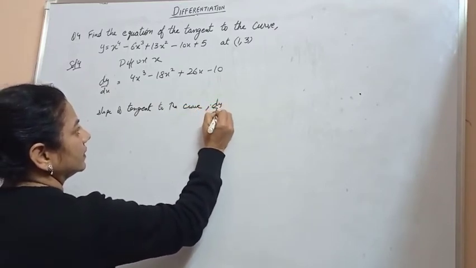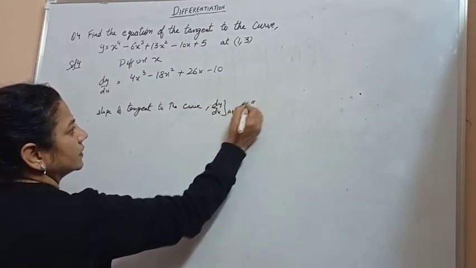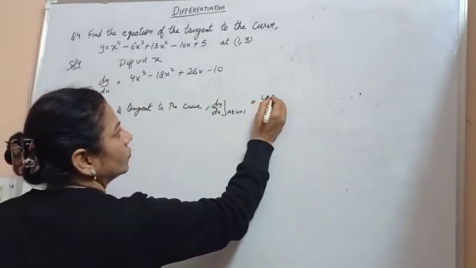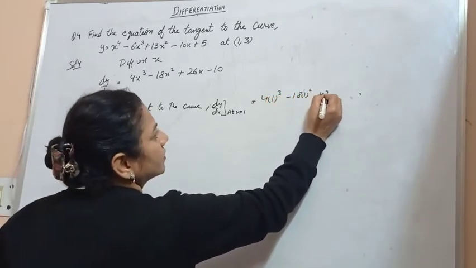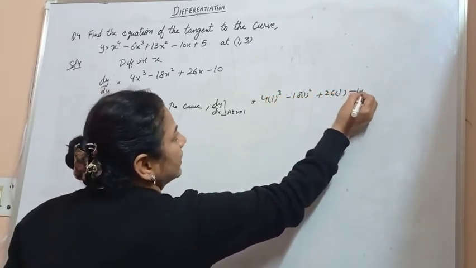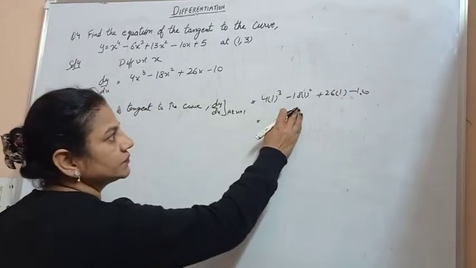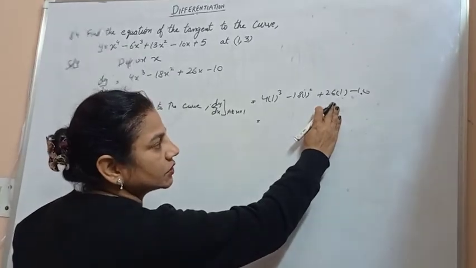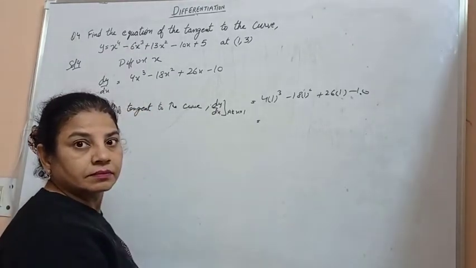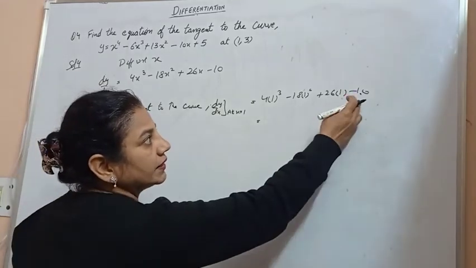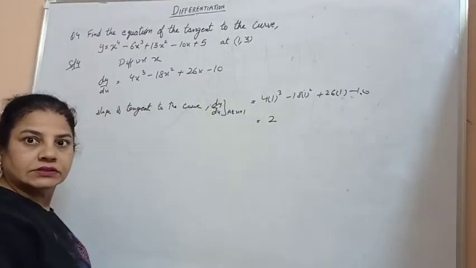dy by dx at x is equal to 1 is equal to 4 into 1 cube minus 18 into 1 square plus 26 into 1 minus 10, which is equal to 4 minus 18 which is minus 14, minus 14 plus 26 is 12, 12 minus 10 is 2. So we get the slope as 2.